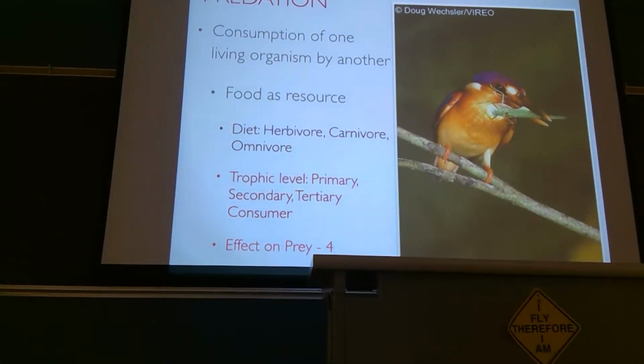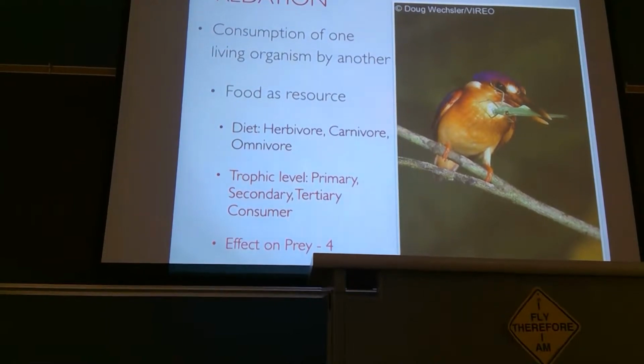So there are going to be these 4 different types of predators that we're going to talk about. And then we're going to say these things happen with parasites and parasitoids, and we aren't going to talk about them again until next Thursday. We'll talk about parasites and symbiosis.